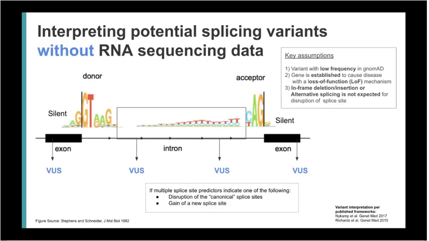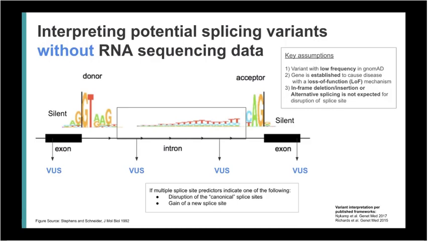Now, if we move to a position outside of the canonical splice site, we're less sure that this variant will impact splicing. Our only indication that it may impact splicing is from one of these predictors, like SIFT and PolyPhen on the missense side. Here, we have a prediction from one of our splice algorithms saying this one might impact splicing.